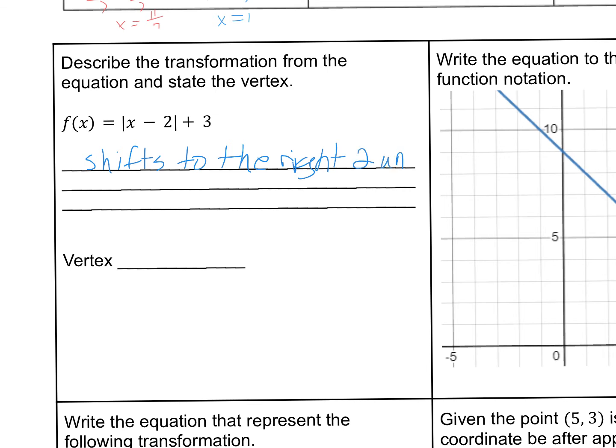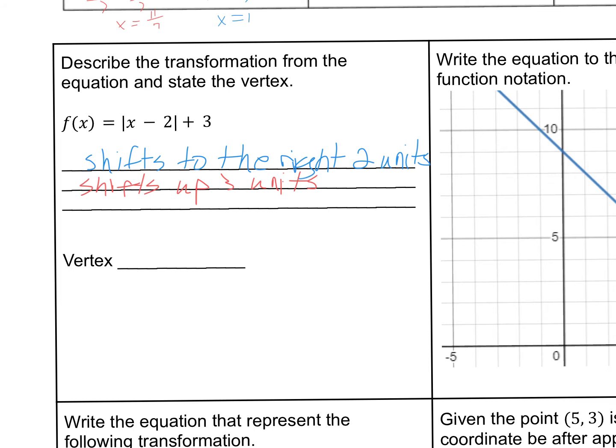Shifts to the right 2 units, or maybe horizontally 2 units. And then we understand because of the plus 3 that it shifts vertically, or we could say shifts up 3 units. Probably should say vertically, but shifts up 3 units, okay?